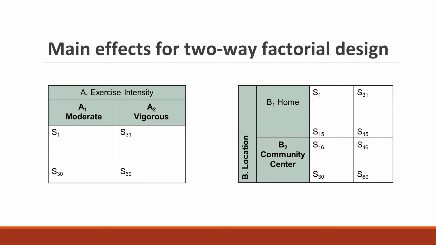The third question addresses the interaction effect between the 2 independent variables. This question represents the essential difference between single-factor and multi-factor experiments. Interaction occurs when the effect of one variable varies at different levels of the second variable. For example, we might find that moderate exercise intensity is more effective in changing exercise behavior, but only when performed at a community center.